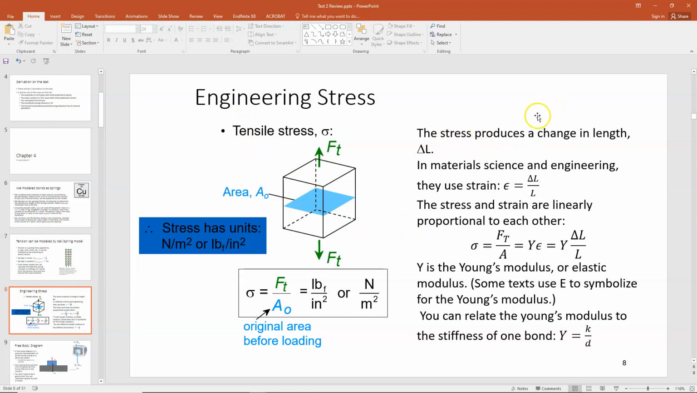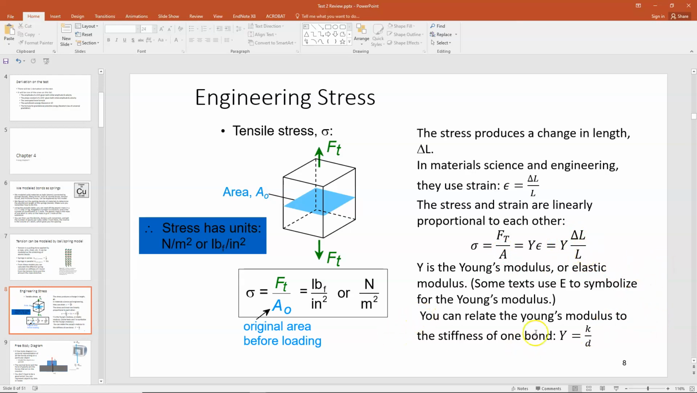Now that stress produces a change in the length of the material, which we'll call delta L. And in material science, they talk about the strain, which is delta L over the initial length L. And then, because it's related to Hooke's law, the stress and strain are linearly proportional to one another. And in our text, the proportionality constant is symbolized by Y, the Young's modulus. So we write that the stress is equal to Young's modulus times the strain. And then if you break that out into a long form, that would be the tension force divided by the cross-sectional area is equal to Young's modulus times the change in length divided by the initial length.